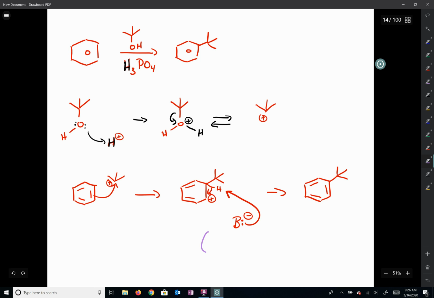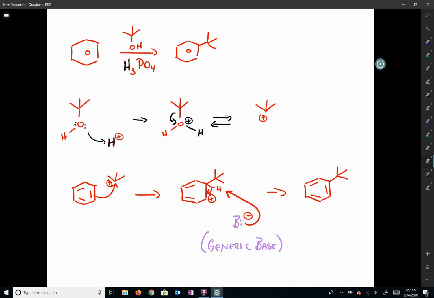So sometimes, you know what? Let me change this to purple here. Generic base. So if you see this B minus thing here, well, if it's on your report card, then you know what it means. But if you see a B minus here in organic chemistry, then you know it's just some kind of generic base. Does it matter what's coming in to deprotonate? No.